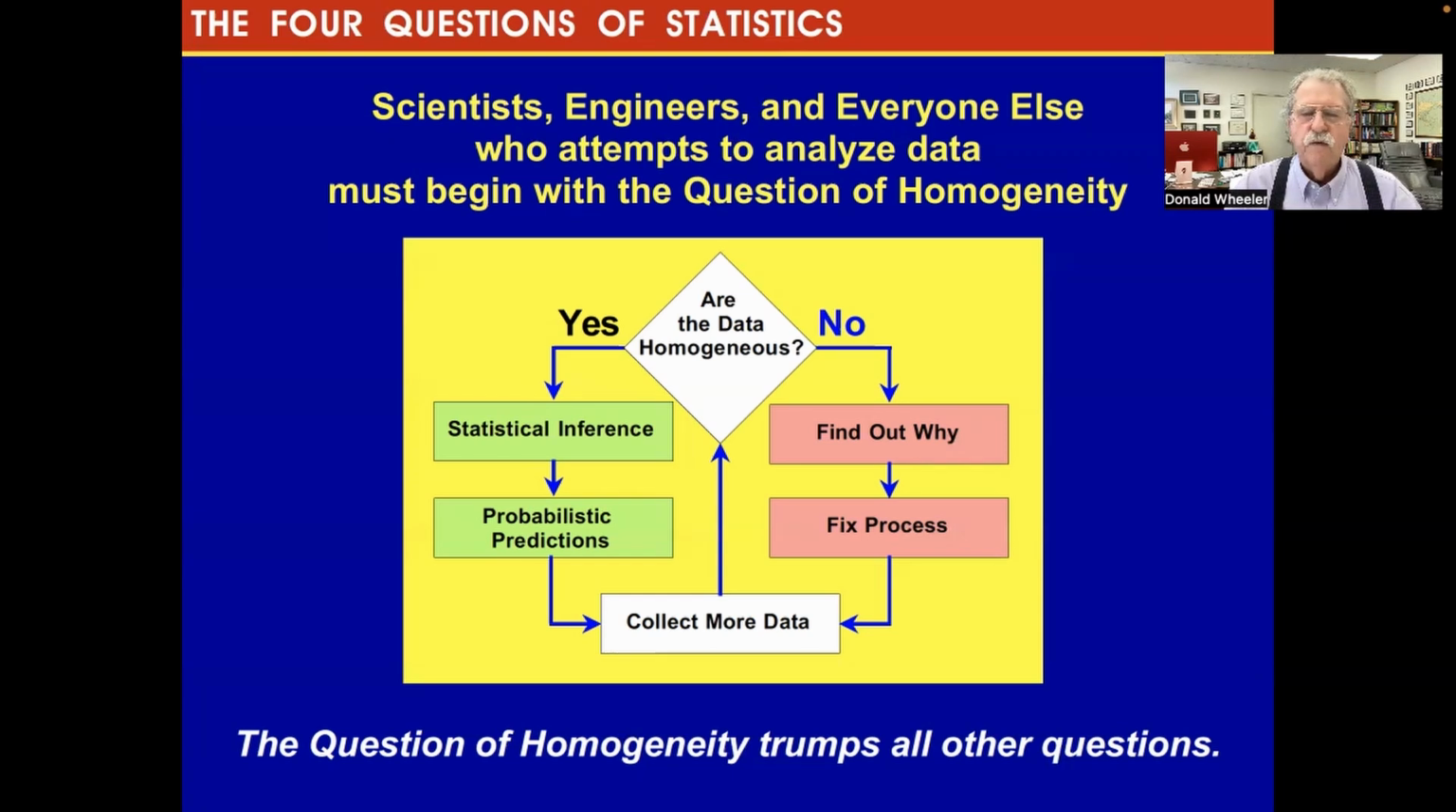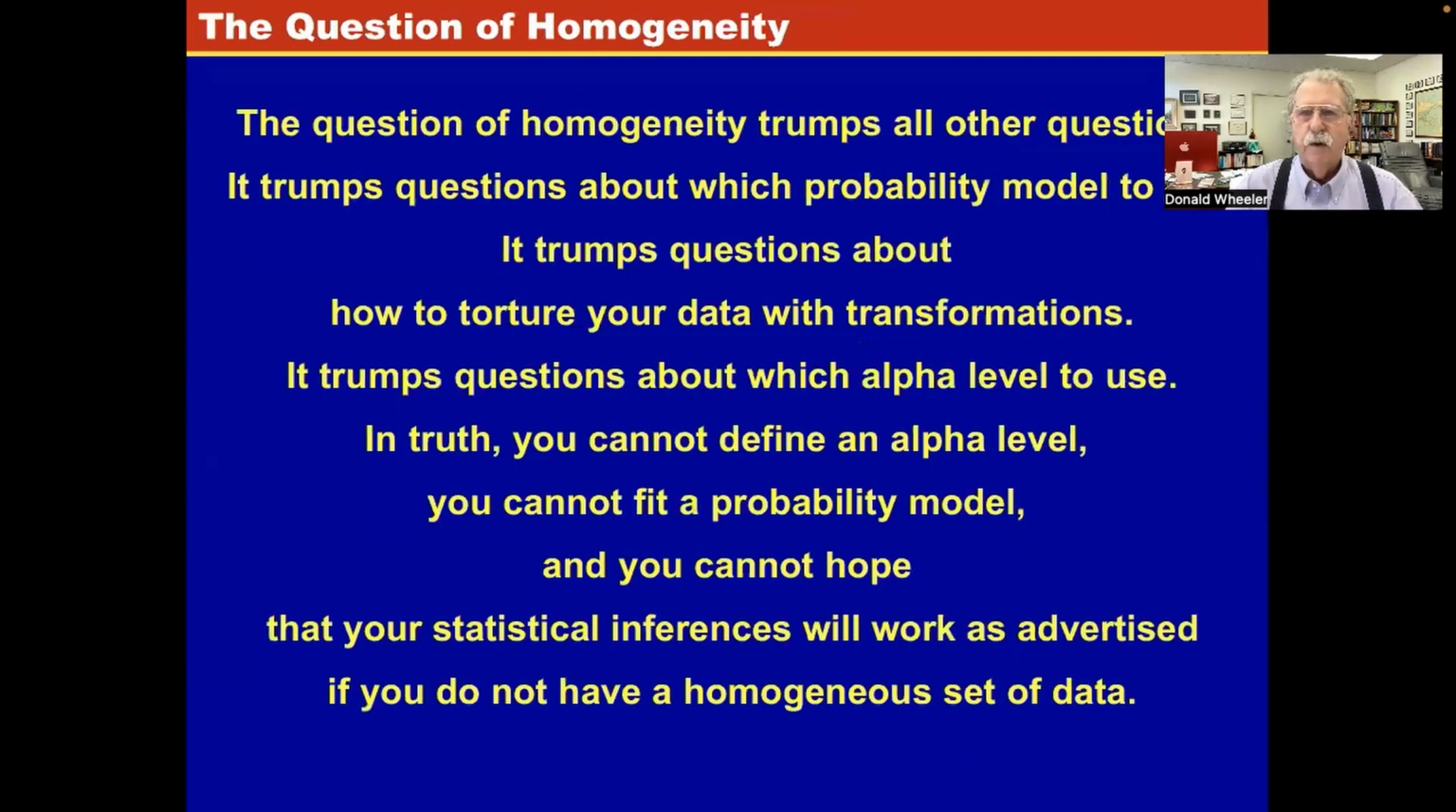The question of homogeneity trumps all other questions. The question of homogeneity trumps questions about which probability model to use. It trumps questions about how to torture your data with transformations. It trumps questions about which alpha level to use. In truth, you cannot define an alpha level. You cannot fit a probability model, and you cannot hope that your statistical inferences will work as advertised if you do not have a homogeneous set of data.